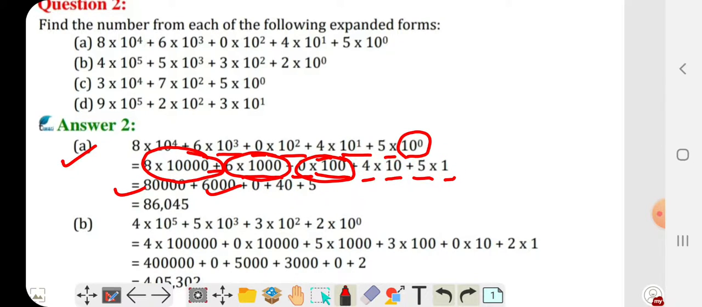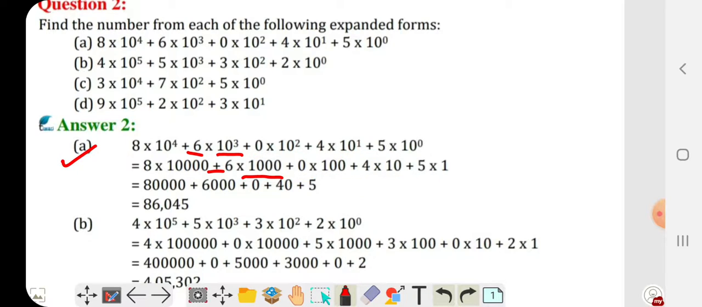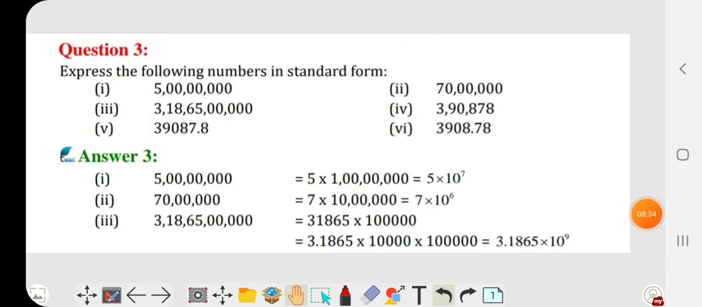So in this way we have got some numbers which are to be added. After adding these numbers, you will get 86,045. Similarly, these parts are also done, and C and D are for you. Now question number 3, express the following numbers in standard form.